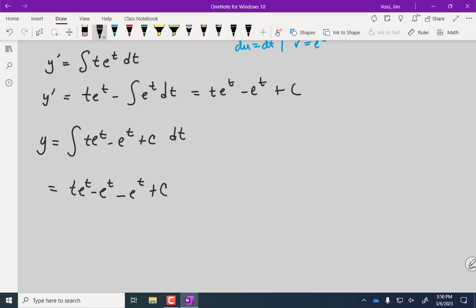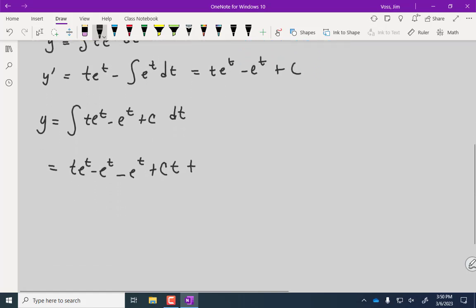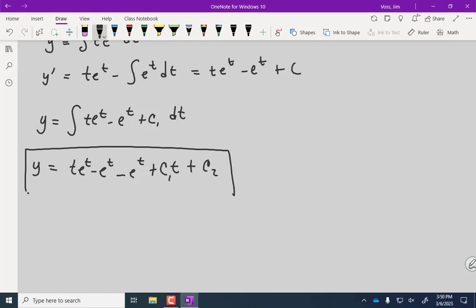plus ct. And since we have two integration constants, let's go ahead and just call them c1 and c2. You could have resolved this constant earlier, but many times they're going to ask you for the general solution anyway, so having both constants in there in some cases is going to be important. And we'll just resolve them both at once.